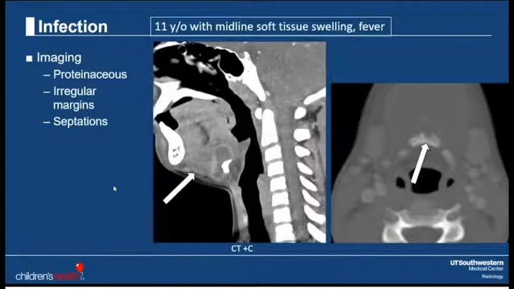When there's infection, there certainly can be proteinaceous material within, and the lesion can be of increased density, irregular margins, as well as septations. Here we see that there is a thyroglossal duct cyst, again associated with the hyoid bone, extending up into the floor of the mouth, and then with a large amount of associated inflammatory changes within the more anterior floor of the mouth. This child also had a direct involvement of the hyoid bone with a small extension within the anterior body.